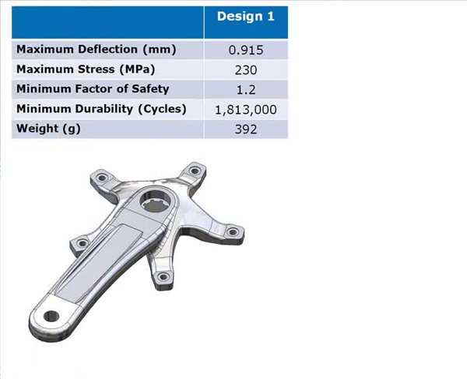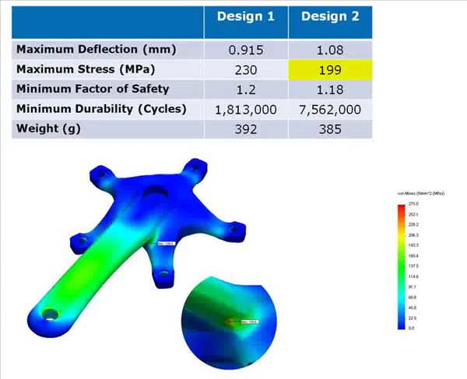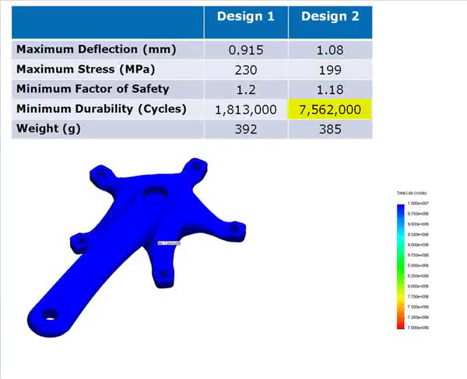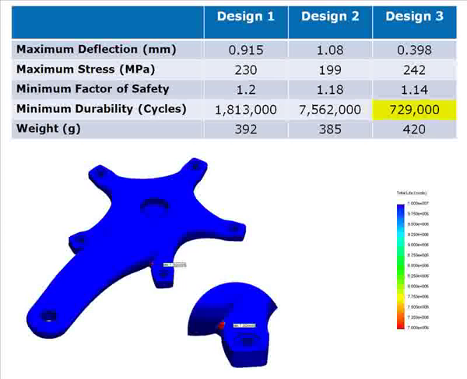Let's now compare the first design to the other two designs. For the second design, we can see that the maximum stress is well below yield at 200 MPa. When we look at the durability, it's at 7.5 million cycles, just above our design goal. For the third design, the maximum stress is again below yield. But when we look at the durability, it's far below our design goal at only 730,000 cycles.